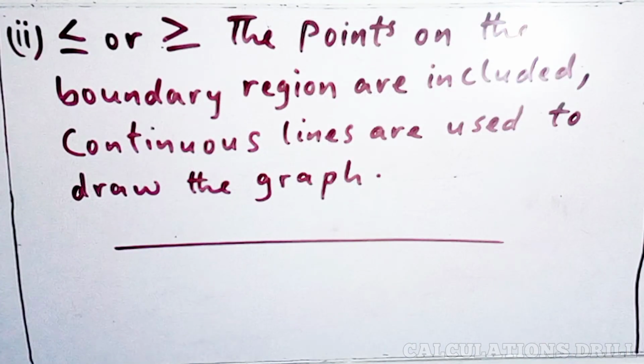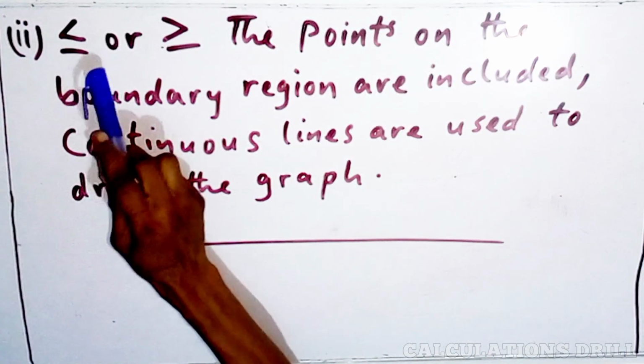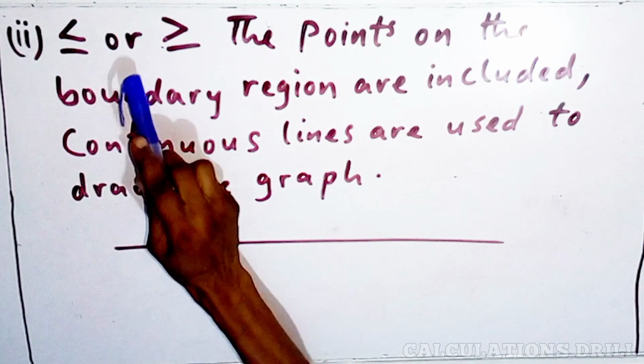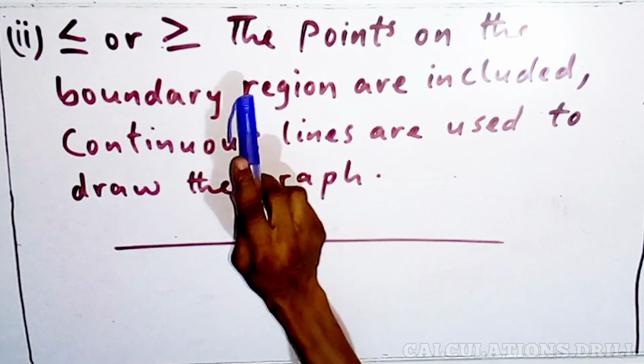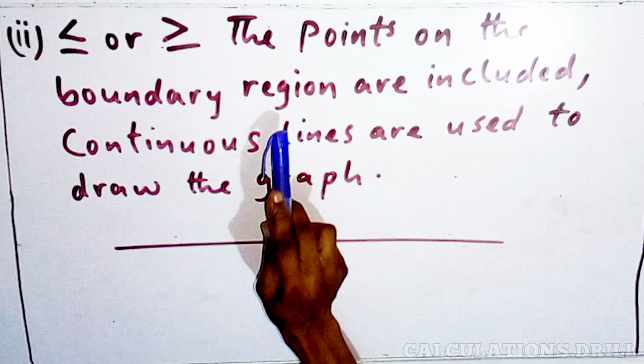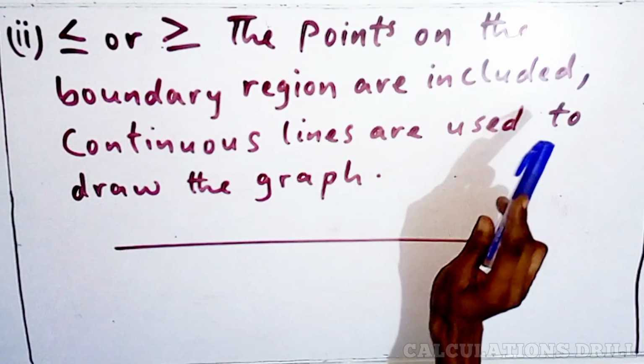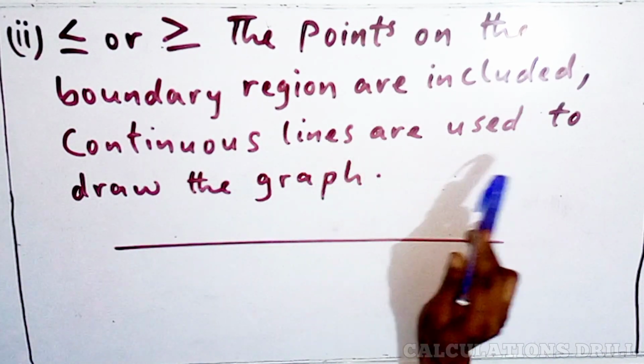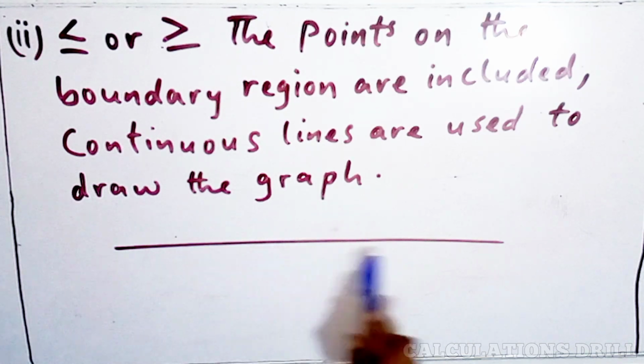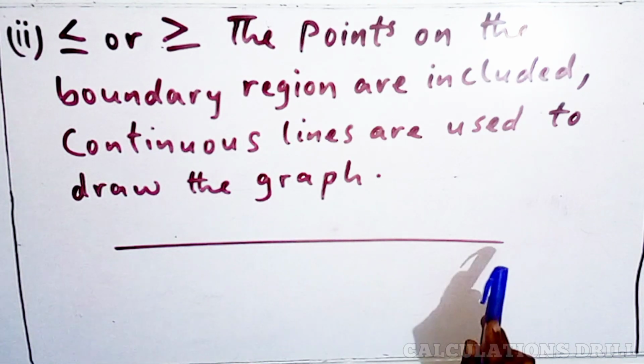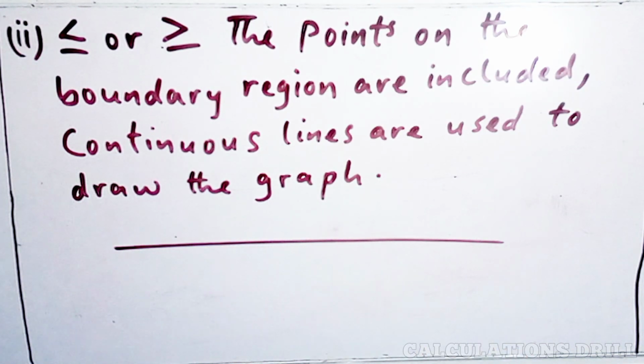Then the second one is less than or equal to, or greater than or equal to. The points on the boundary region are included. Take note, continuous lines are used to draw the graph. As you can see, there are two different things between the two.